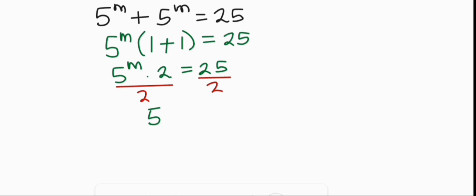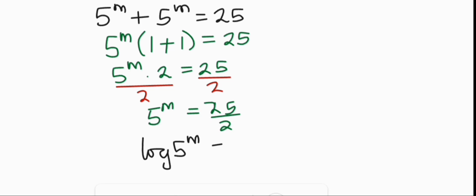Which is 5 to the power of m is equal to 25 over 2. We then take the logarithm to base 10 of both sides. That is log 5 to the power of m is equal to log 25 over 2.